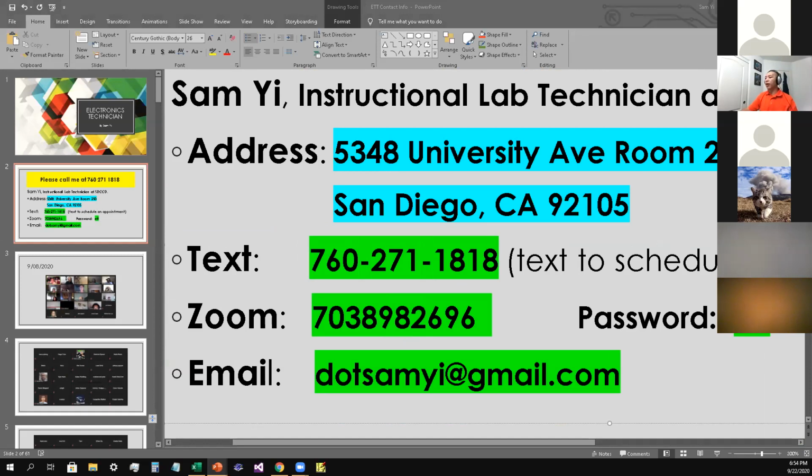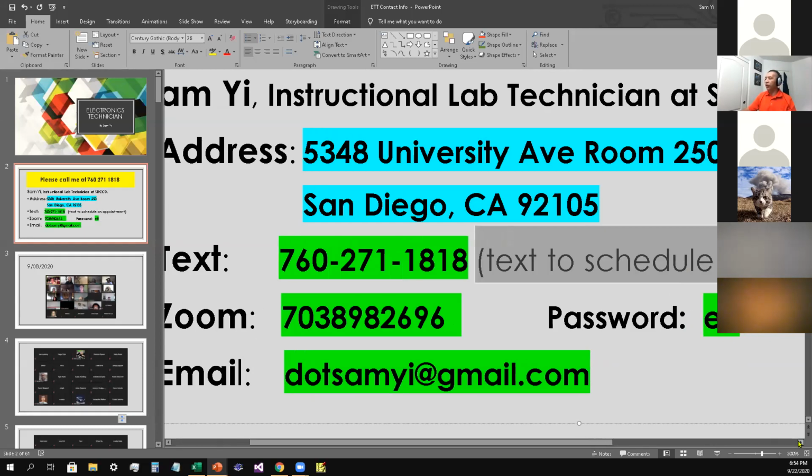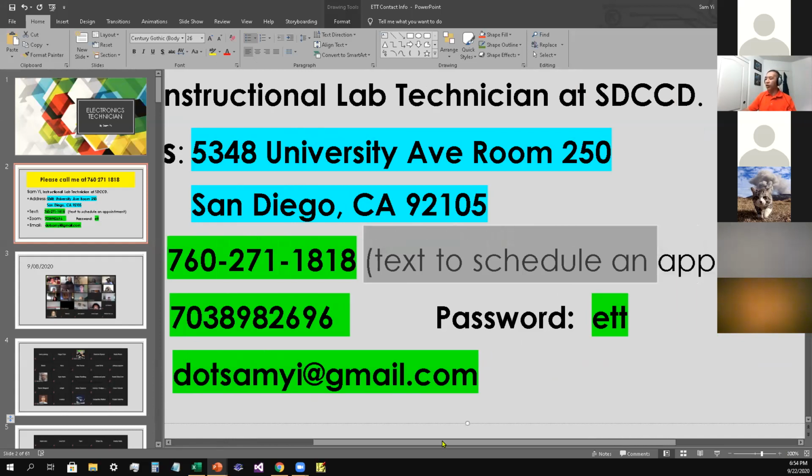I want you to make sure you write down this information or take a screenshot of this. So if I tell you that I need to talk to you on Zoom, you know exactly to go to the Zoom address and the password to enter that. And if you need help or have some information, send it to my email here, and I will try to get to you as quickly as possible. Text message me if you want to set an appointment to get onto Zoom.